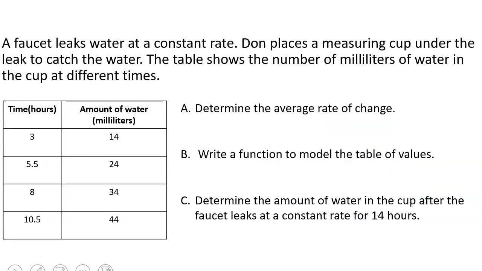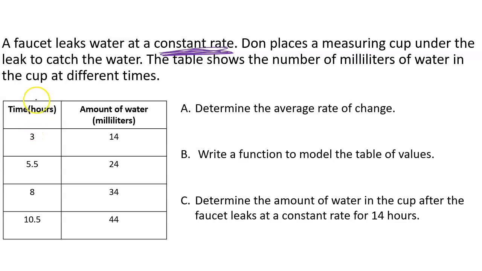Alright, this is going to be our last one for today, and then you'll have another graded exit ticket. A faucet leaks water at a constant rate. Okay, so constant rate, that's my rate of change, however it's leaking. Dawn places a measuring cup under the leak to catch the water. The table shows the number of milliliters of water in the cup at different times.